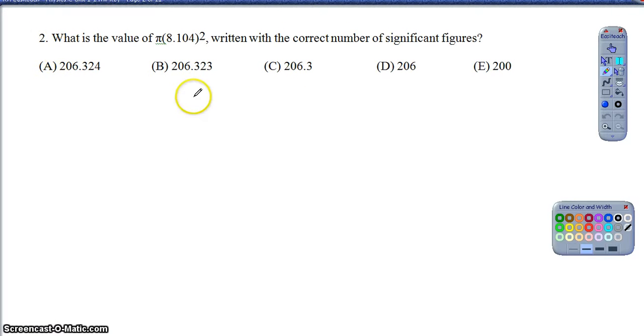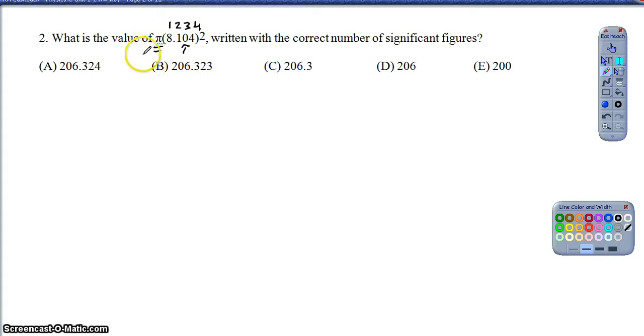Question 2 obviously then is very similar to question 1. The reason that I threw this question in here is I want us to make sure we're thinking about pi in the appropriate term. So 8.104, obviously this would have 1, 2, 3, 4 significant figures. The 0 does count since it is between significant digits. So that would have 4. Pi, I know that sometimes we think of pi as 3.14, but keep in mind pi is not 3.14. Pi is 3.1415, and so on and so forth.